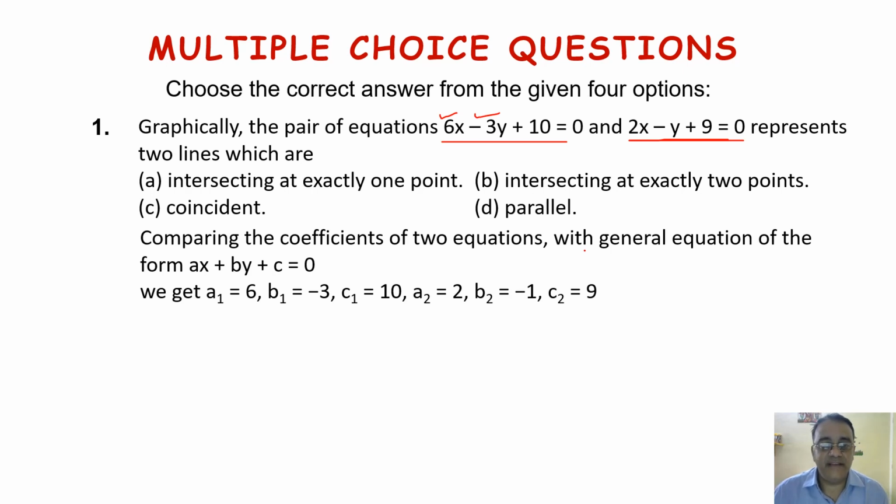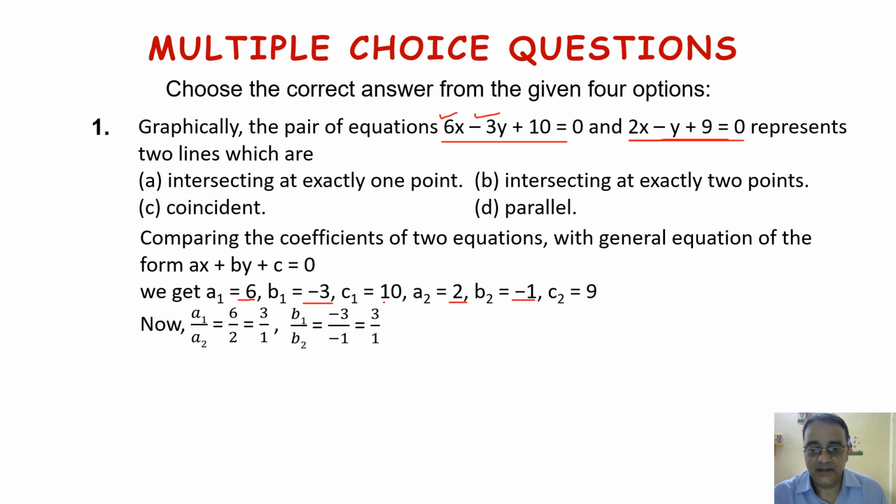Right. So comparing the coefficients, we got A1, B1, C1 and A2, B2, C2. Now we will find A1 upon A2 first. So what is A1 by A2 here? 6 upon 2. Right. 6 upon 2 means 3 by 1. Okay. Now B1 by B2? Minus 3 by minus 1. Right. So it is also 3 by 1. Now we will find the last one, C1 by C2, which is 10 by 9. Right. So that means A1 upon A2 is equals to B1 upon B2 but not equal to C1 upon C2.